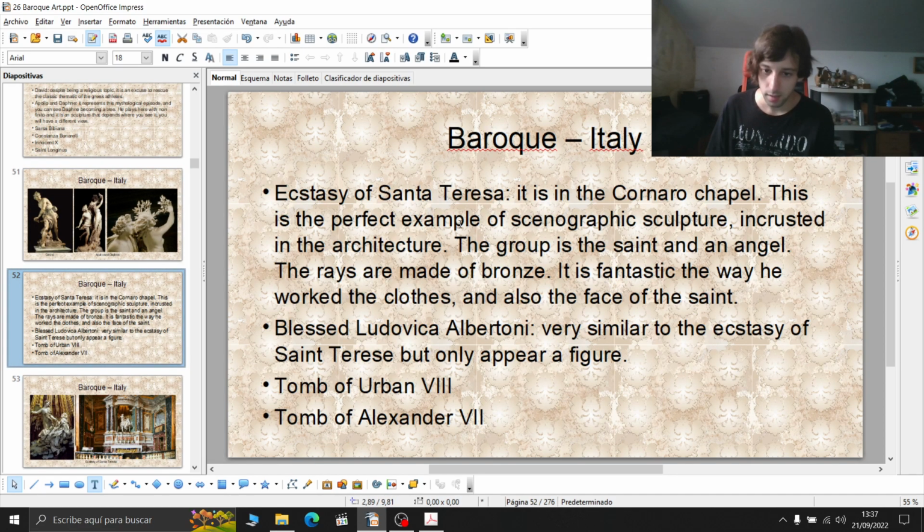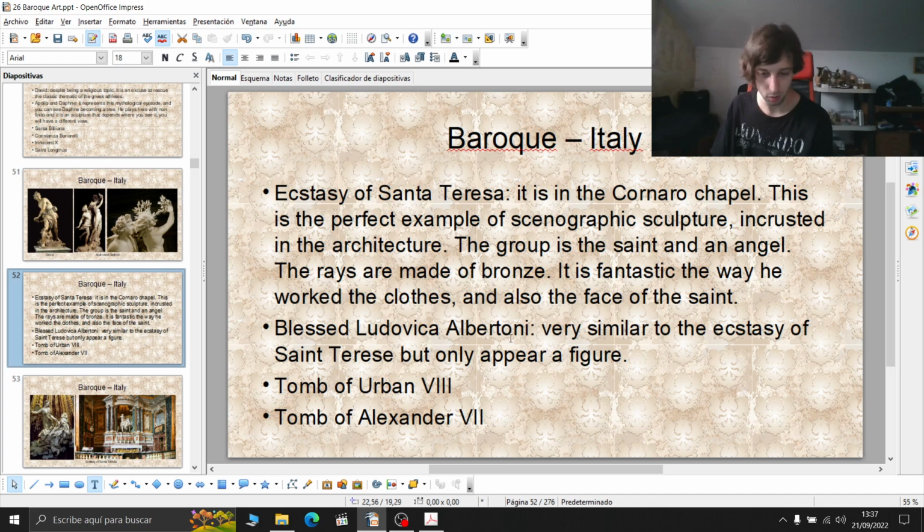Ecstasy of Santa Teresa, it is in the Cornaro Chapel. This is the perfect example of scenographic sculpture incrusted in the architecture. The group is the saint and an angel. The rays are made of bronze. It is fantastic the way he worked the clothes, and also the face of the saint.